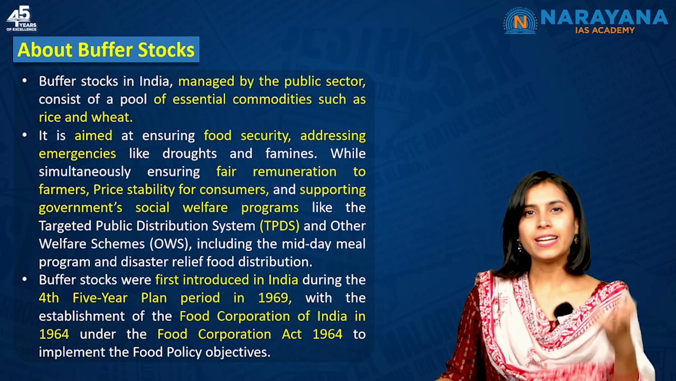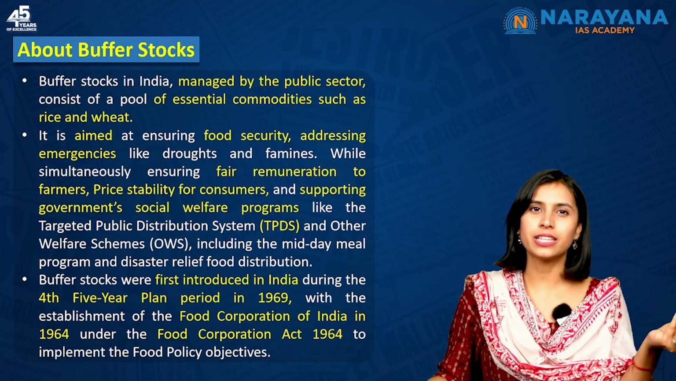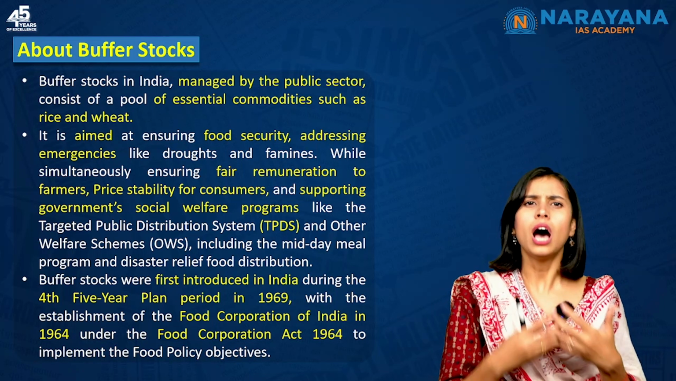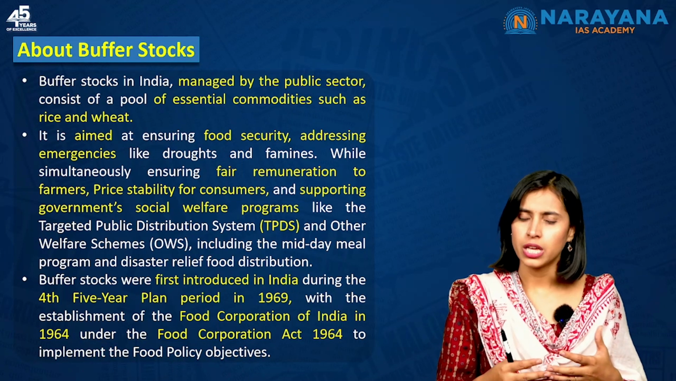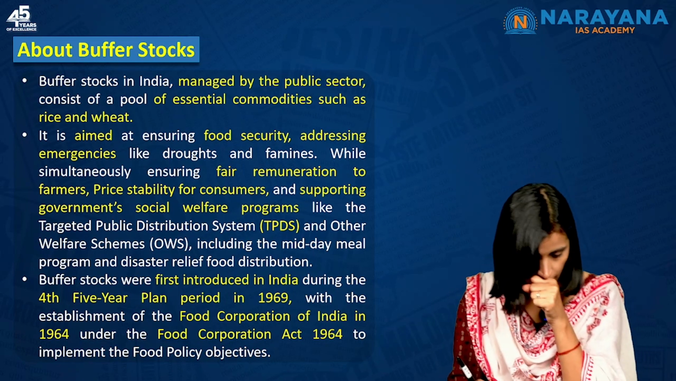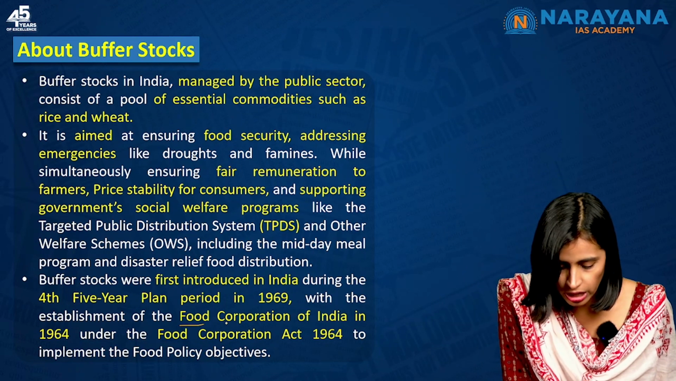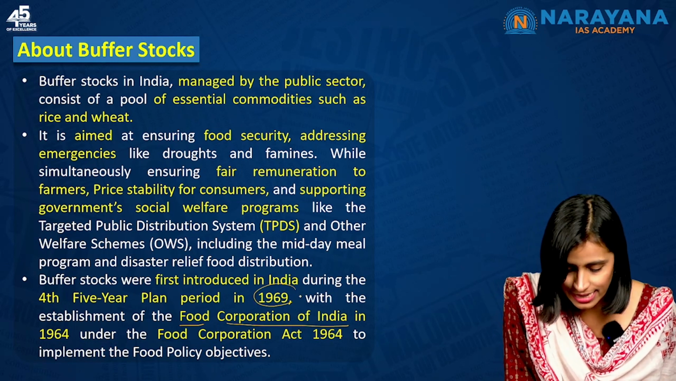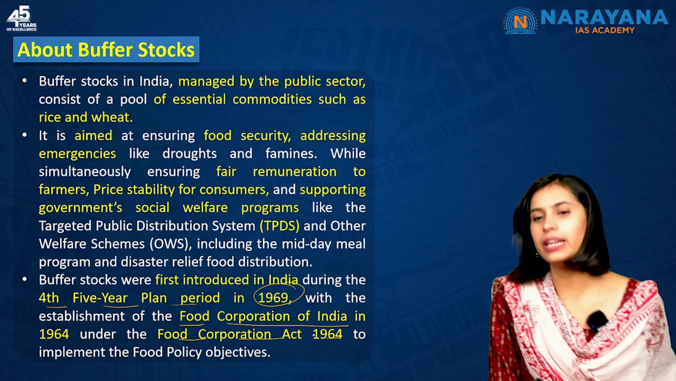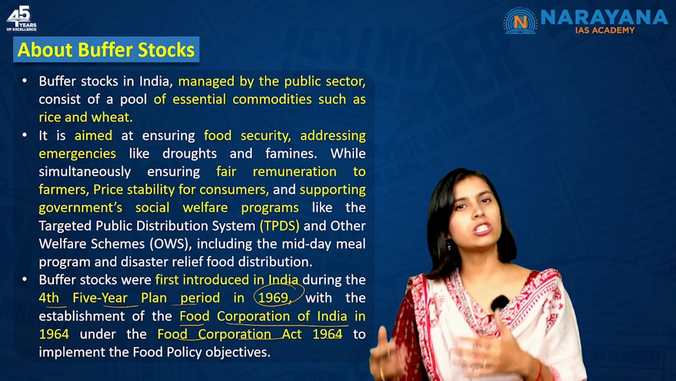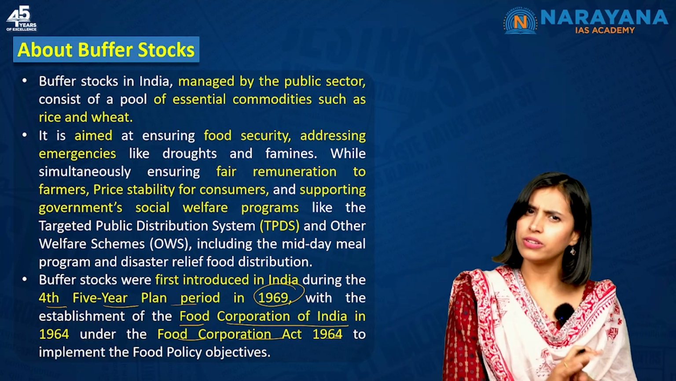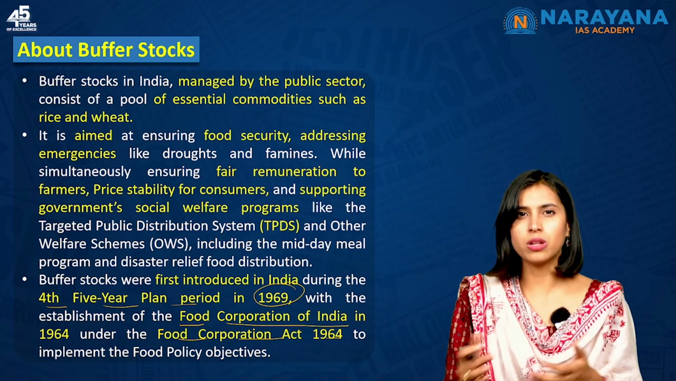Buffer stock is a pool of essential commodities like rice and wheat. These are essential commodities without which the entire civilization of people will suffer from hunger, from poverty, from so many issues. Of these commodities, a pool is created generally by the public sector. In case of India, this pool is created by the Food Corporation of India, which was created in 1969 under the 4th 5-year plan under the Food Corporation Act of 1964. So FCI is responsible for creation of the buffer stock in India. It generally does so for rice, wheat and some other commodities, whichever the government gives the responsibility.